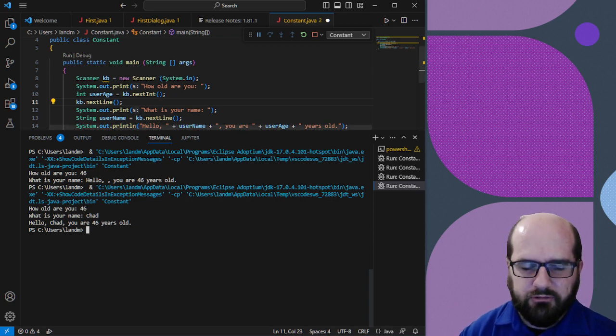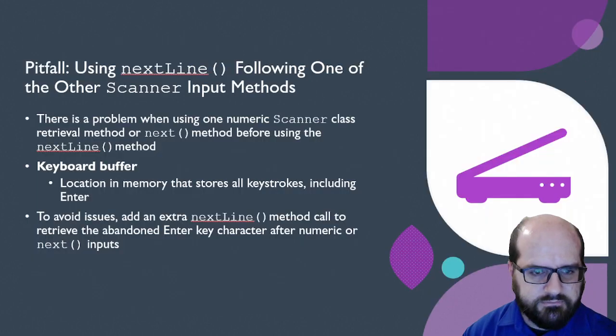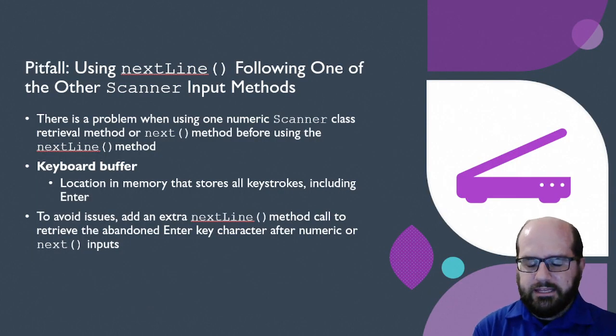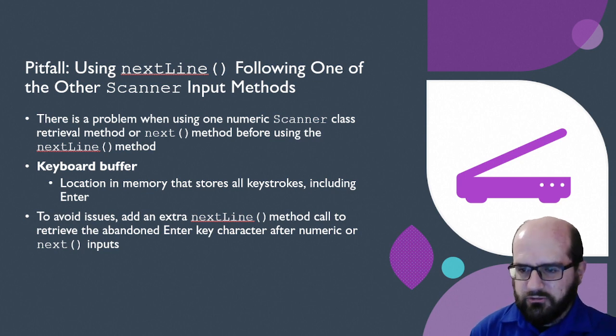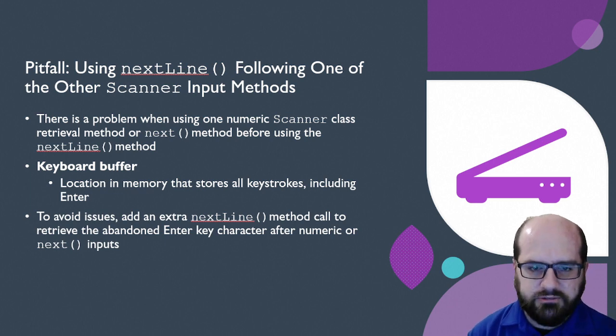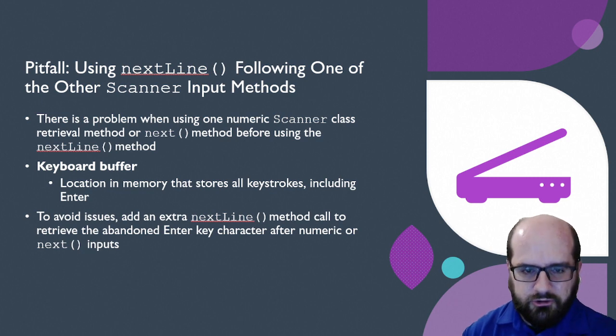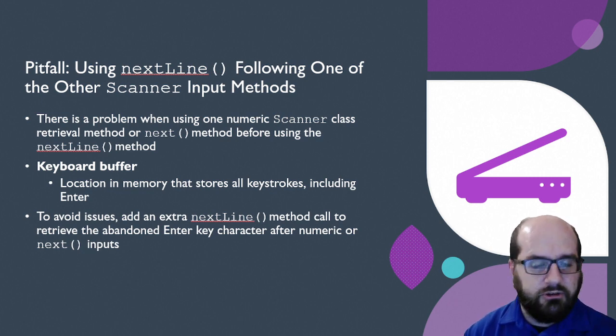So just be aware of that pitfall. Because the new line character is in the stream, it can bring in that new line character for a regular nextDouble, nextFloat, or whatever. So that keyboard buffer stores all the keystrokes, including enter. To avoid that issue, after using a nextInt, before you use nextLine again, use an extra nextLine method call to retrieve the abandoned enter key character after numeric or next inputs. Just wanted you to be aware of that problem.